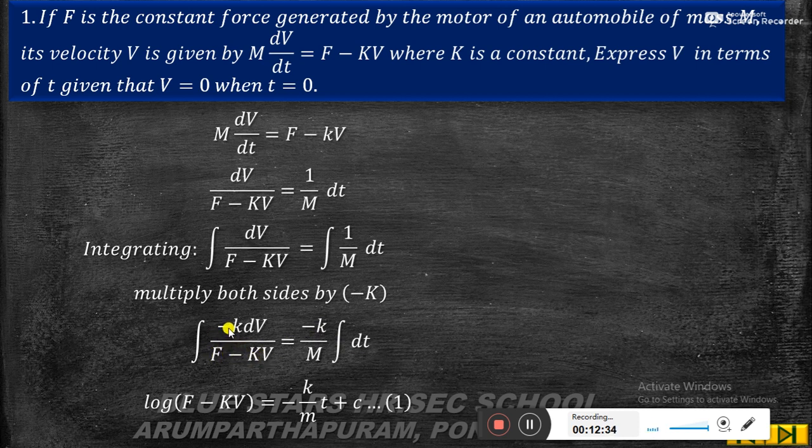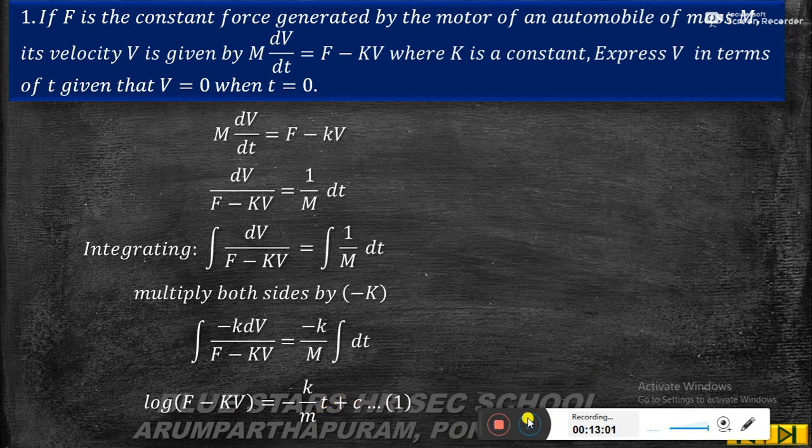In the next step, on the left-hand side, the numerator is the differentiation of F - kv, which is -k. So its integration is log of (F - kv). On the right, the integral of dt is t. So log(F - kv) = (-k/m) t + c. This is equation number 1.